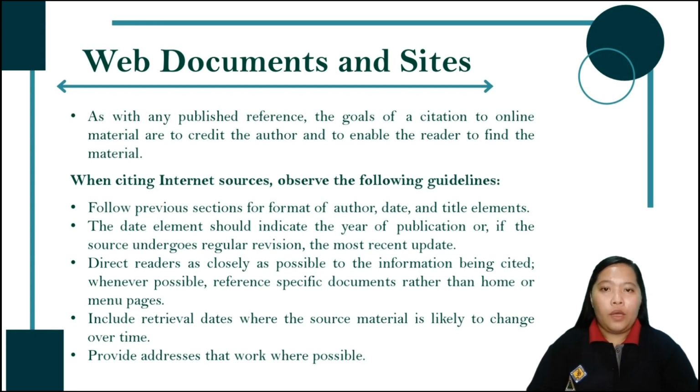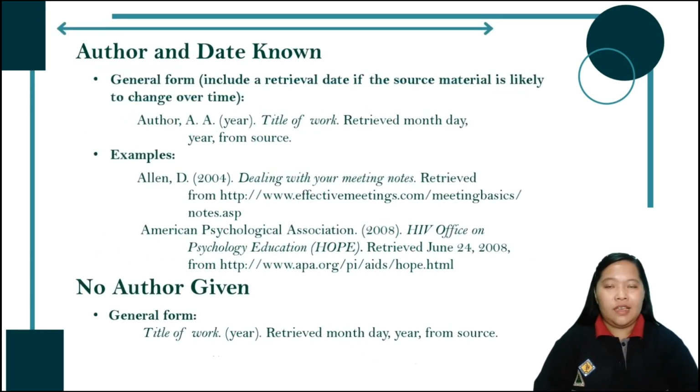When citing an entire website, it is sufficient to give the address of the site in the text only. Specific information from a site needs to be cited as follows. Author and date known: the general form includes the retrieval date if the source material is likely to change over time. So its general form is author, year, the title of the work, the retrieved month and date of that work, and then the link. The following are examples of how you cite your sources.